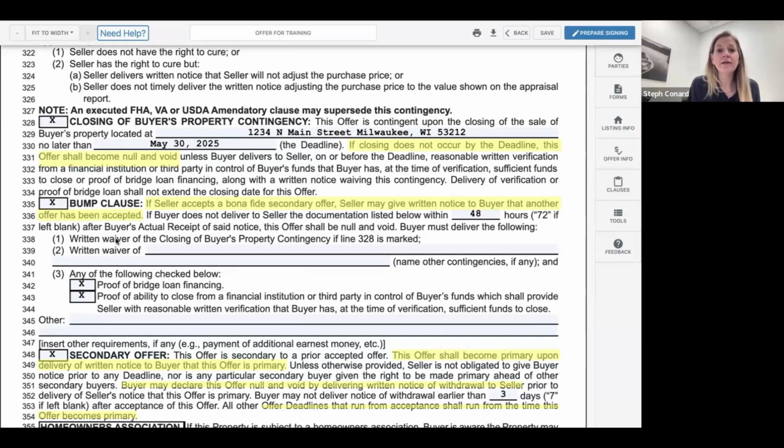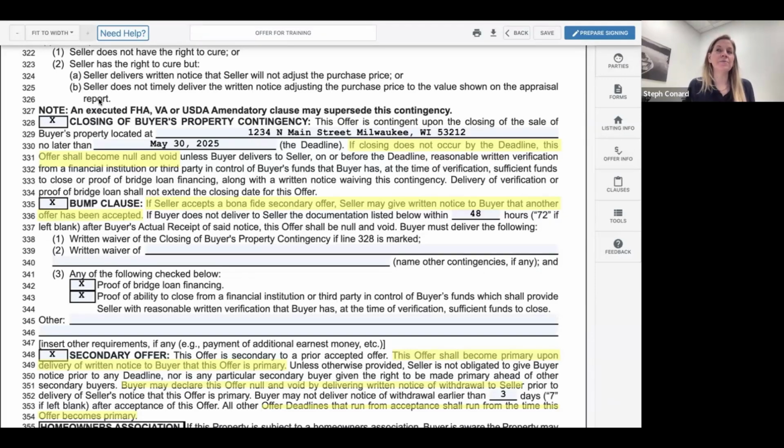On the flip side, if that seller accepts a secondary offer and the buyer cannot pull their funds together, they cannot get bridge loan financing, and they learn that within this 48 hours, then they're going to send a notice back to that seller and say, we can't do it. So then the offer becomes null and void. And then buyer number 2, the one that the seller accepted the secondary offer on, is going to be moved into primary position.